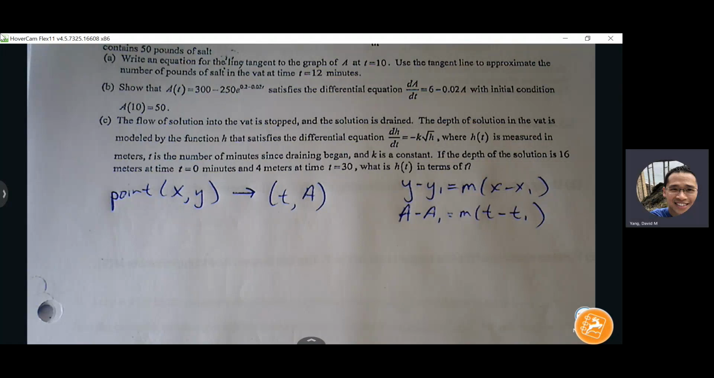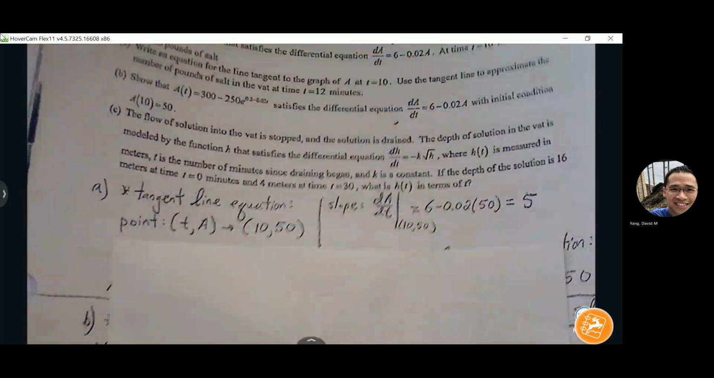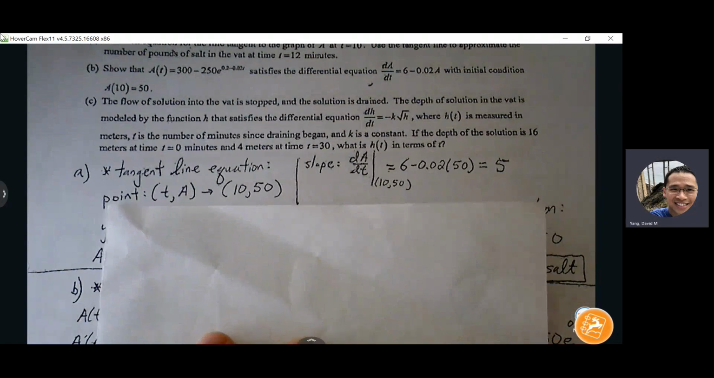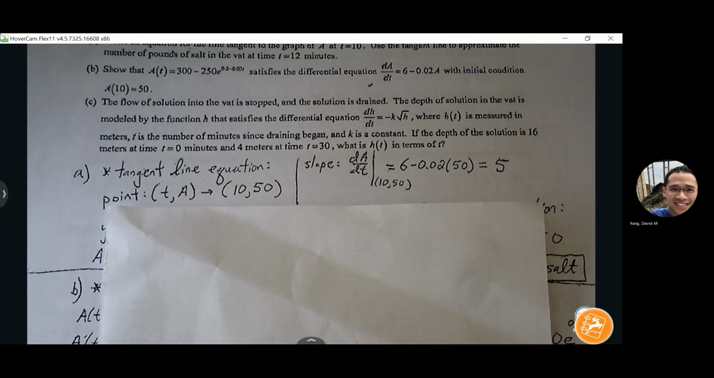So your ordered pair is what? 10 comma 50. And then to find the slope, just insert that information into the dA/dt. It looks like it's only taking the A variable, so just insert the A value in. We can work towards our tangent equation: ordered pair 10 comma 50, and the slope only needs that 50 in its derivative.